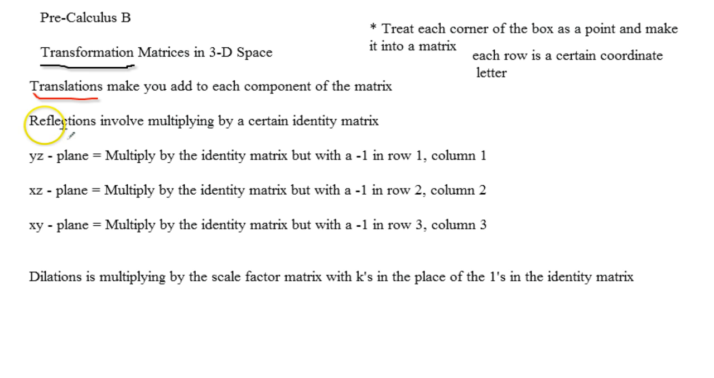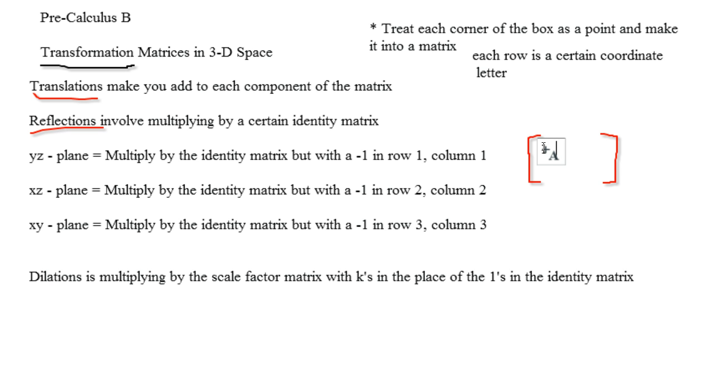Okay. All right. Reflections involve multiplying by a certain identity matrix. So if you want to reflect about the YZ plane, multiply by the identity matrix, but with a -1 in row 1, column 1. All right. If you want to have a reflection about the XZ plane, multiply by the identity matrix, but with a -1 in row 2, column 2. And if you want to have a reflection about the XY plane in 3-dimensional space, you have to multiply by the identity matrix, but with a -1 in row 3, column 3.